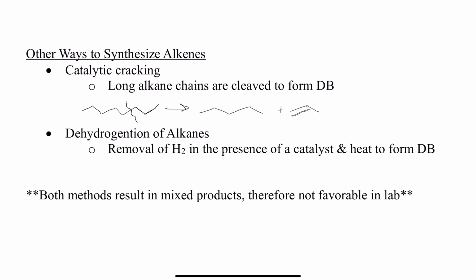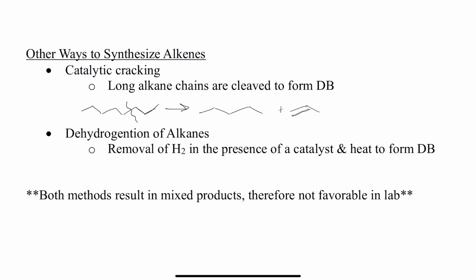And kind of the same as dehydrogenation of alkanes. This is just the removal of two hydrogens in the presence of a catalyst and heat to form a double bond. This is an endothermic reaction, but it has a very unfavorable enthalpy, but then it has a favorable entropy, so it's very spontaneous. But you just have to use an excessive amount of heat to really get past that activation energy. So again, it's not the best method, and it still gives a lot of mixtures. So it's not really favorable.